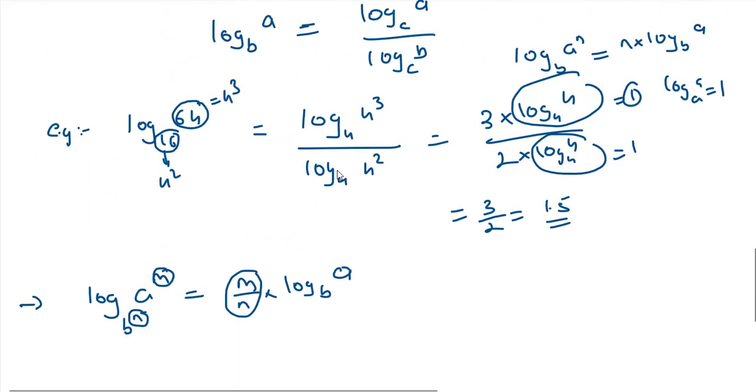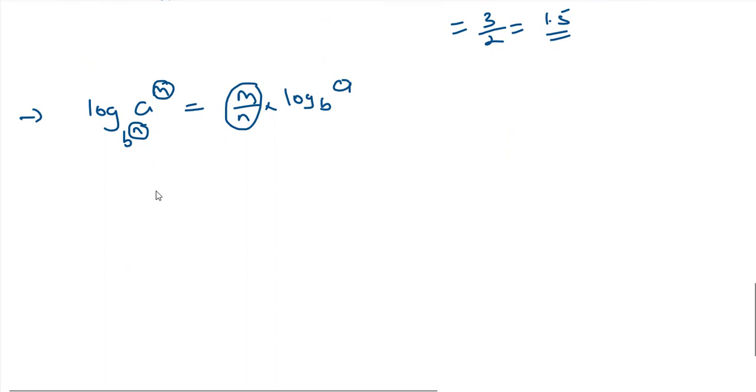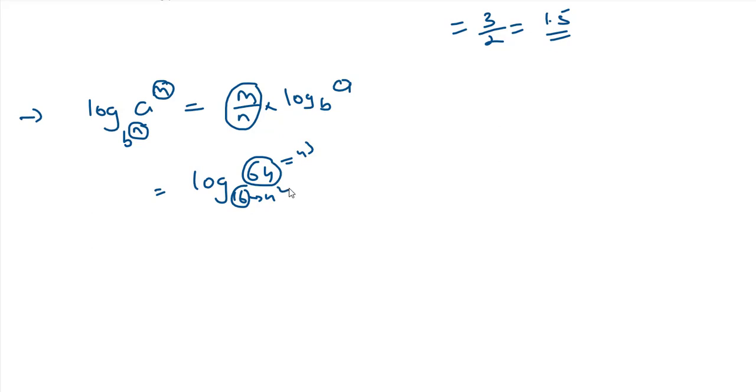If we take the above example itself, log 64 to the base 16, let us see how we can solve this problem faster. As I have said previously, 64 is 4 cube and 16 is 4 square. So this expression will become log of 4 cube to the base 4 square. So the value of m is 3 here and the value of n is 2 here. By using this expression directly, it will become 3 by 2, taking m in the numerator and 2 in the denominator.